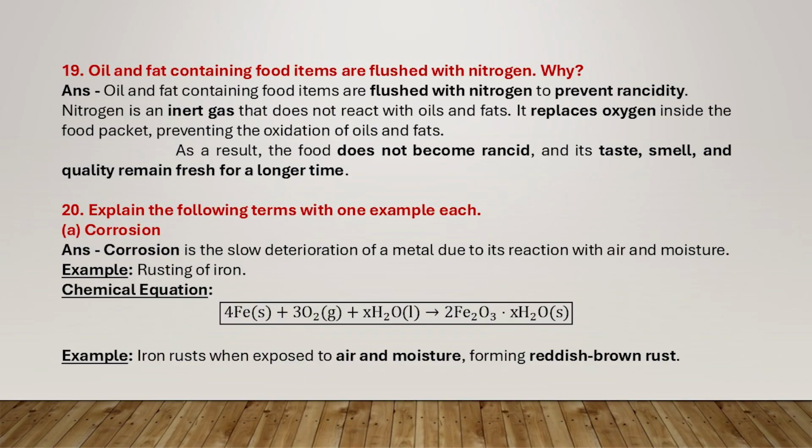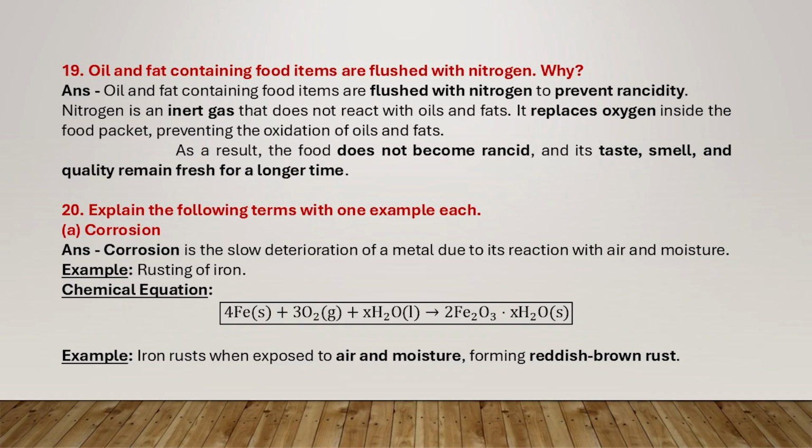19. Oil and fat-containing food items are flushed with nitrogen. Why? Answer. Oil and fat-containing food items are flushed with nitrogen to prevent rancidity. Nitrogen is an inert gas that does not react with oils and fats. It replaces oxygen inside the food packet, preventing the oxidation of oils and fats. As a result, the food does not become rancid, and its taste, smell, and quality remain fresh for a longer time.